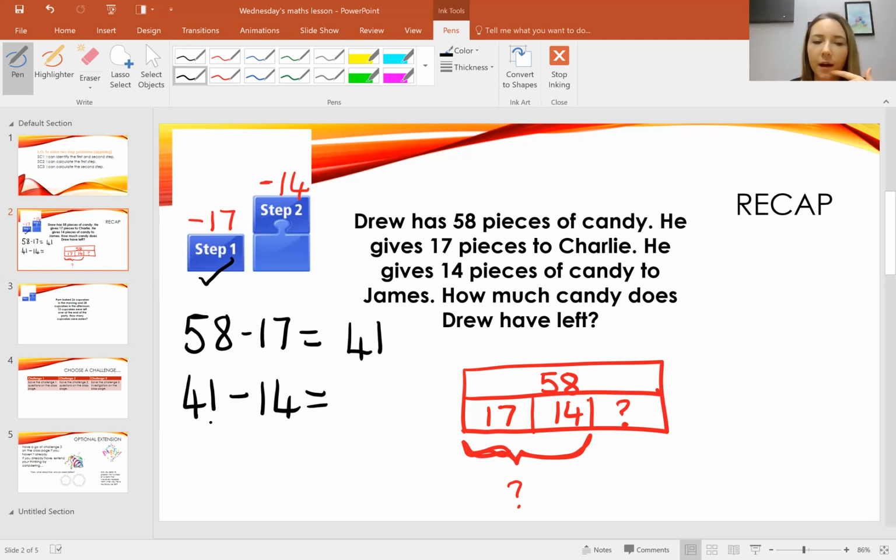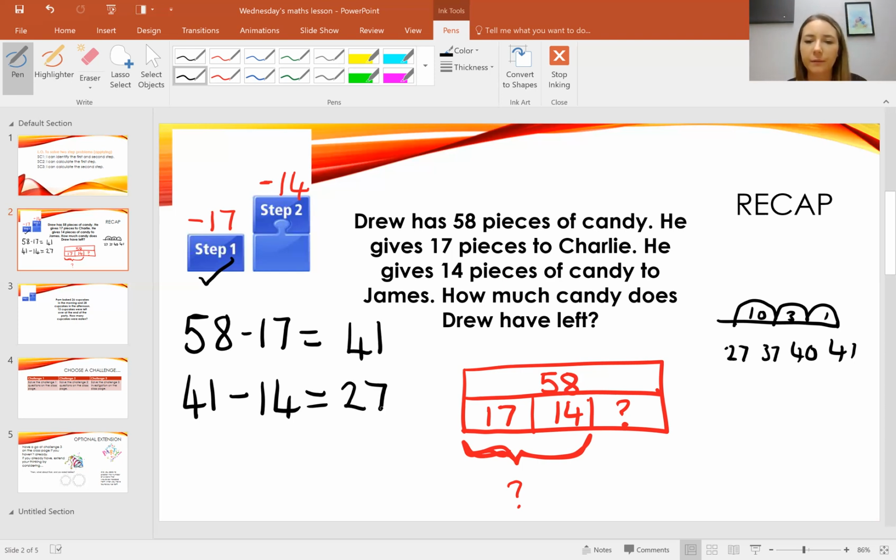Okay, so I know I'm going to have to regroup here because I haven't got enough ones to take away. So I could do a pictorial jotting, or I could use an empty number line. I'm going to use a number line. Start with 41, and I'm going to take away 14. So I'm going to take away the 1 first to get me to 40. Now I need to take away 3 more, which will make my 4 ones, which takes me to 37. And now I need to take away 10, which gives me 27. So the answer is 27.